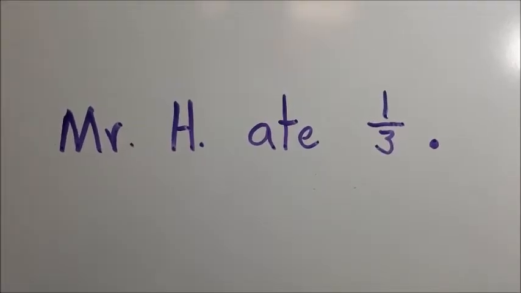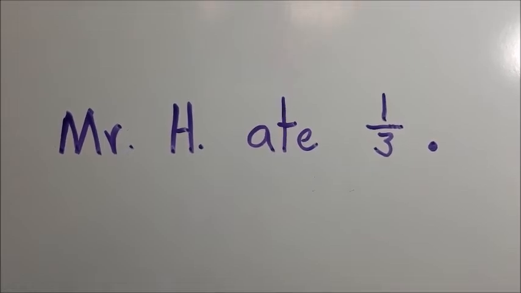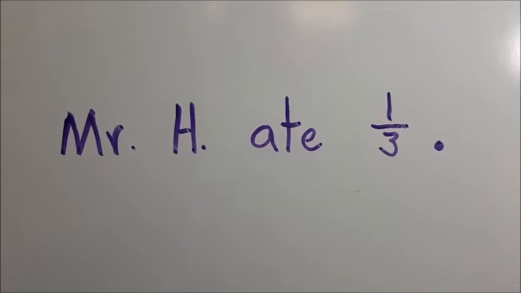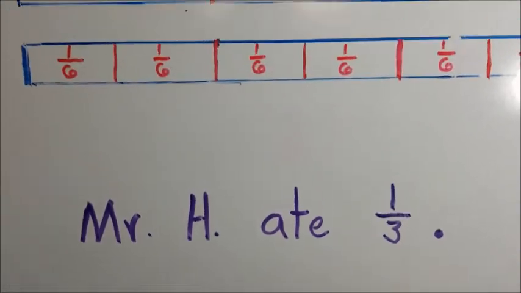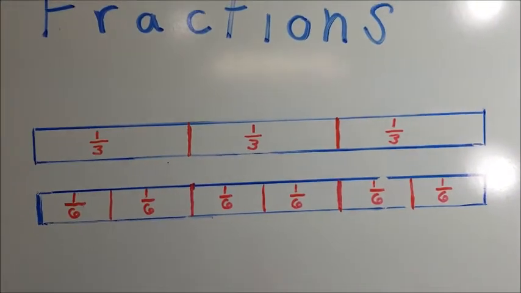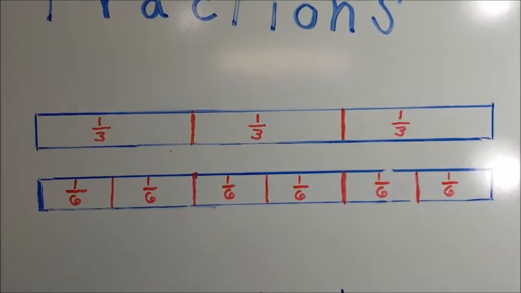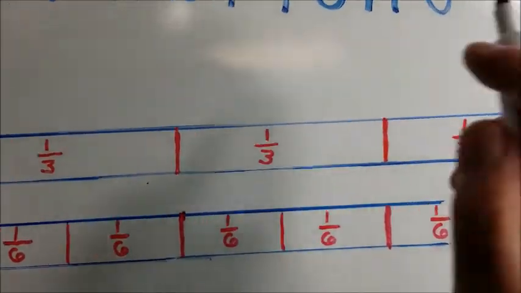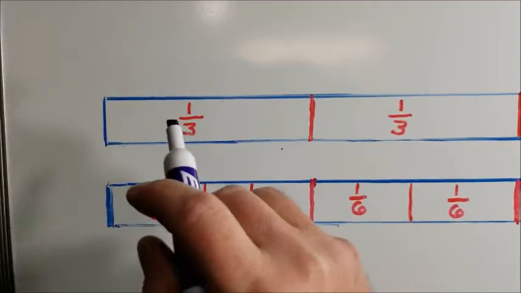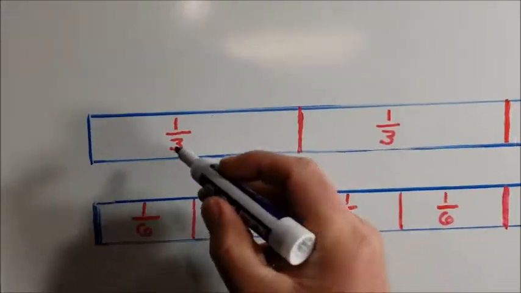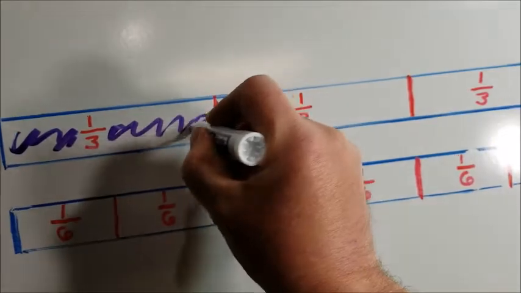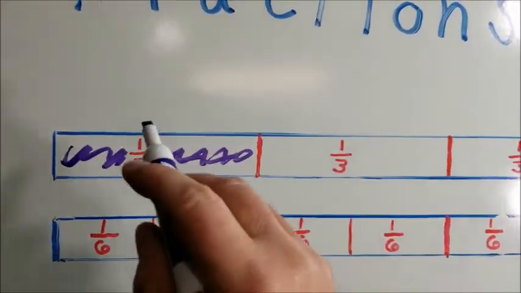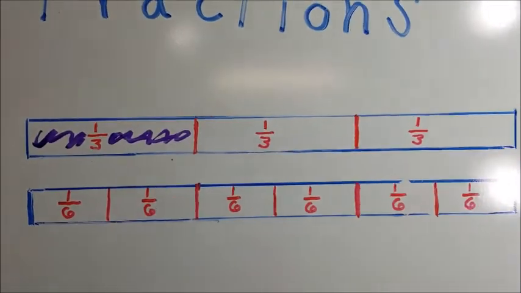So what if Mr. H ate 1/3 of that long john? Or you get a math sheet that says shade in 1/3. Well, first of all, you have to break it down into your appropriate unit fraction, which we have here. So let's do this one. I would shade in just this one right here. This would be the shaded in part that I ate. So that would be gone. Okay?